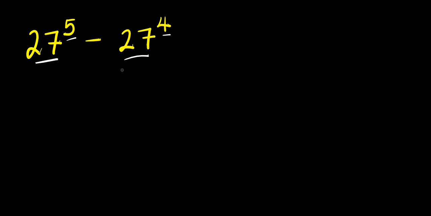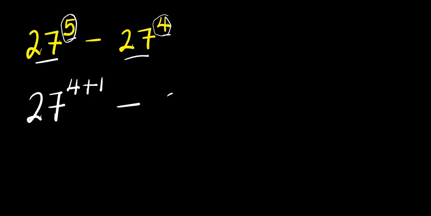I can start by expressing this 5 as the summation of 4 and 1, because we already have 4 here. So this will be 27 to the power 4 plus 1, minus 27 to the power 4.